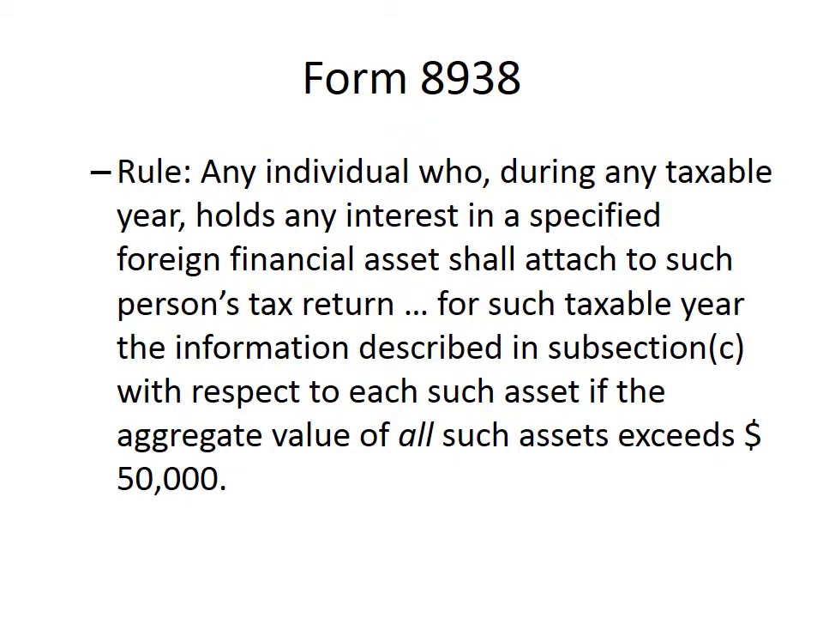Without further ado, let's jump into the rule. Any individual who, during any taxable year, holds any interest in a specified foreign financial asset shall attach to such person's tax return for such taxable year the information described in subsection C with respect to each such asset if the aggregate value of all such assets exceeds $50,000. Wow, what a mouthful.